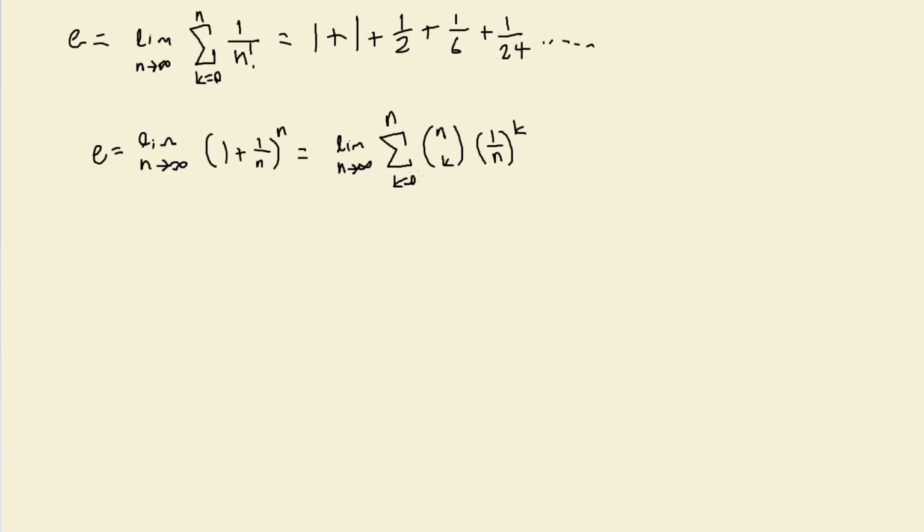And what is this going to give us? Well, what's our first term here? We're going to have k is equal to 0, n choose 0 is just equal to 1, and then we have 1 over n to the power of 0, that's just equal to 1. So our first term is going to be equal to 1. Our second term, we have k is equal to 1, that's going to be equal to n being multiplied by 1 over n to the power of 1. So this is just going to evaluate to n times 1 over n, which is just equal to 1. So we can write that in here.